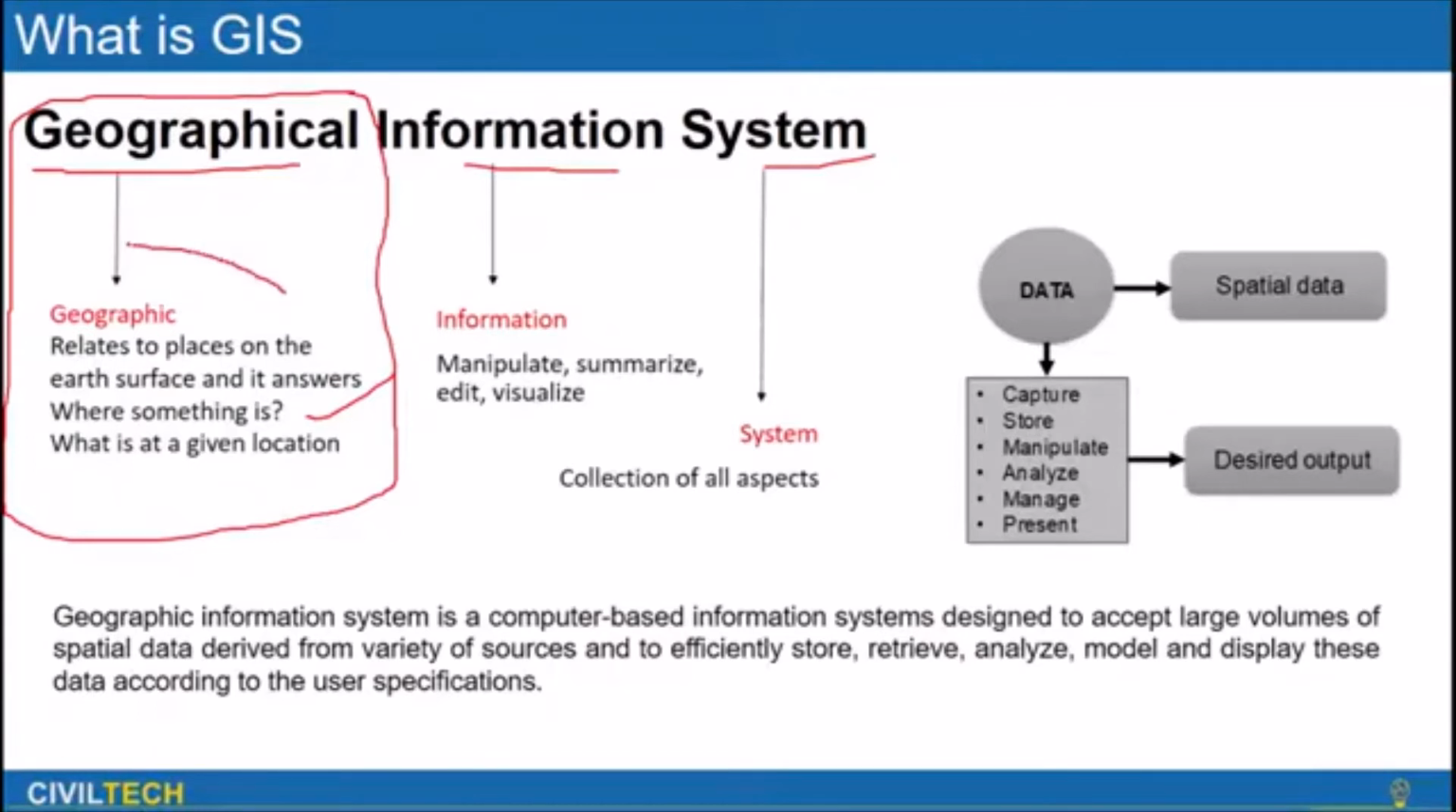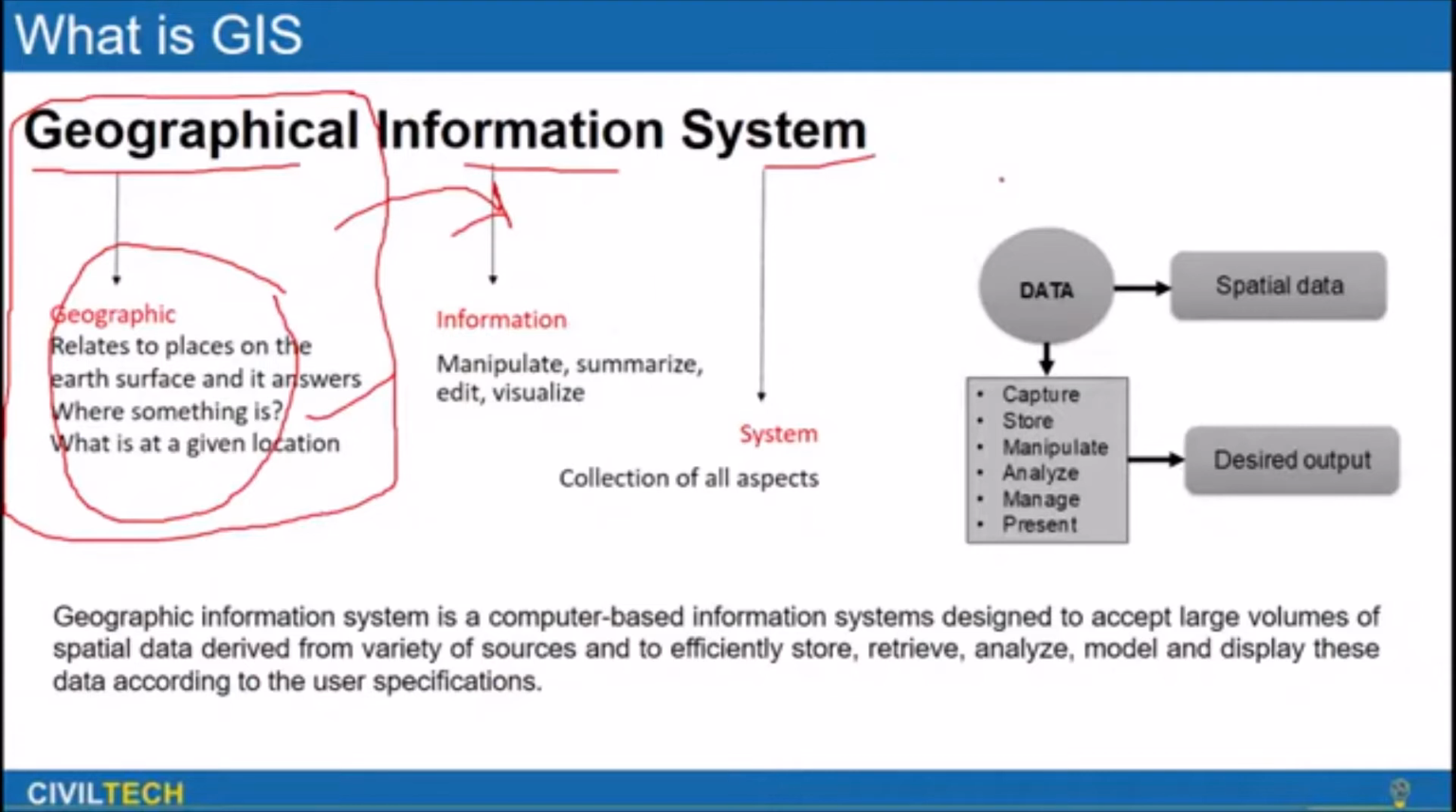And you know the location from the word geographic, and from the word information, you are collecting what exactly is there at this particular location. After collecting the essential information, we try to manipulate, summarize, edit, visualize, and do multiple operations to get the desired output, right?